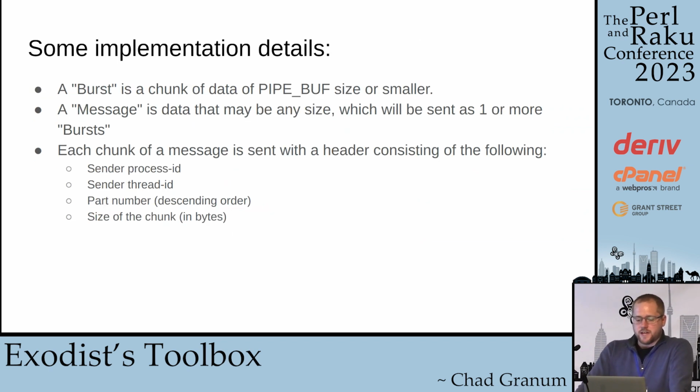So, implementation details. There are two concepts here that I'm covering. There's a burst, which is a chunk of data that is already the correct size. And there's a message. It can be any size. It can be huge, and it will be sent as one or more bursts. Each chunk of a message is sent with a header consisting of the following: process ID, thread ID, part number in descending order, and size of the chunk in bytes.